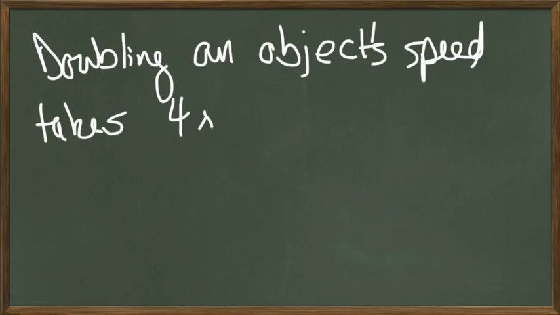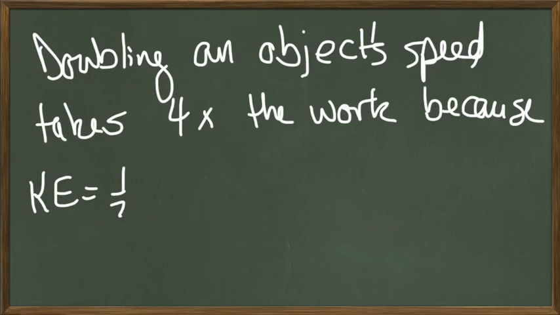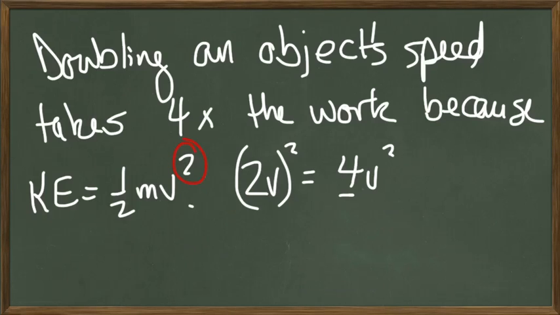Doubling an object's speed then takes 4 times the work because kinetic energy equals 1/2 mv squared. This is the key point. That second power in the equation is where you get the 4 times factor. The second video you are about to watch will use this fact further.